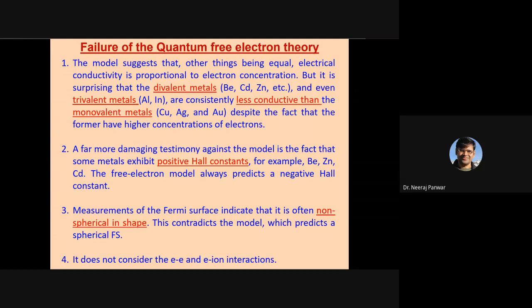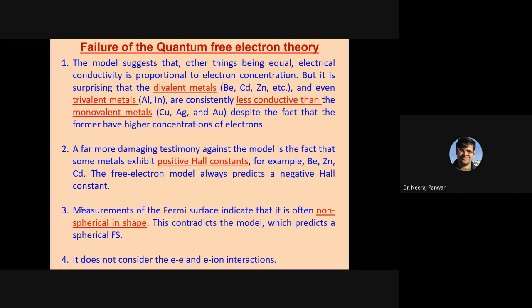And the next problem is the positive Hall coefficients observed for certain metals like beryllium, zinc, and cadmium. This quantum free electron theory could also not explain why some metals exhibit a positive Hall coefficient.